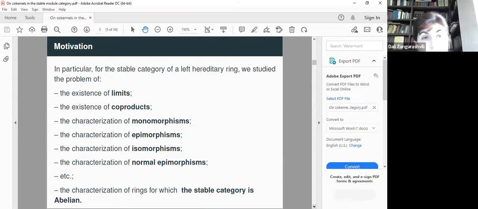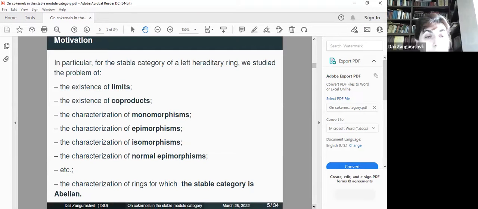In that joint paper, we in particular studied the problem of the existence of limits of coproducts. We gave the characterization of monomorphisms, characterization of epimorphisms, of isomorphisms, of normal epimorphisms, and the related stuff. But the main result of this paper was the characterization of rings for which the stable category is abelian, provided that the ring is left hereditary.